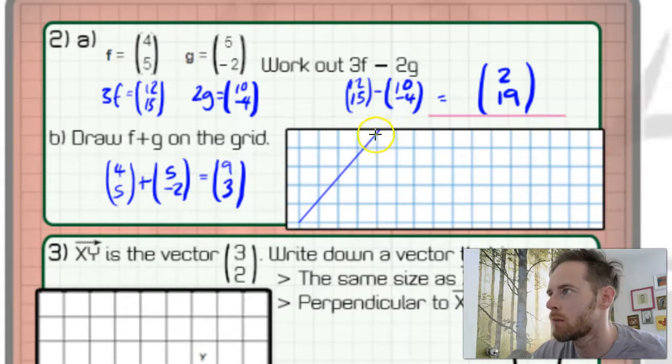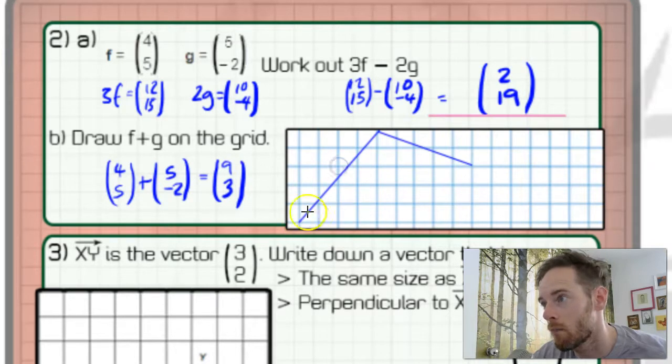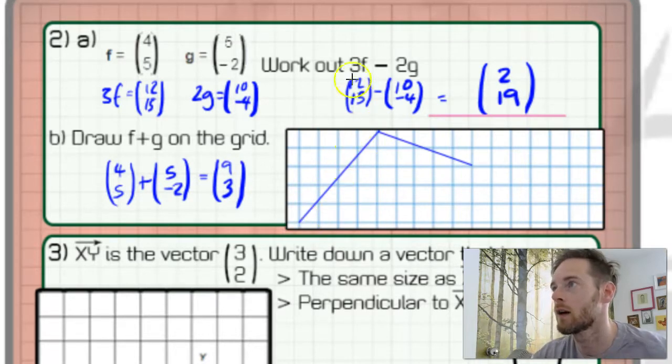And then G, we can carry on from that point there. It would go 5 to the right and 2 down. So 1, 2, 3, 4, 5, 1, 2. Just join that point to there. So there's our vectors. Now, with vectors, you want to be drawing a little arrow that shows the direction, because vectors have got magnitude, the length, and a direction.